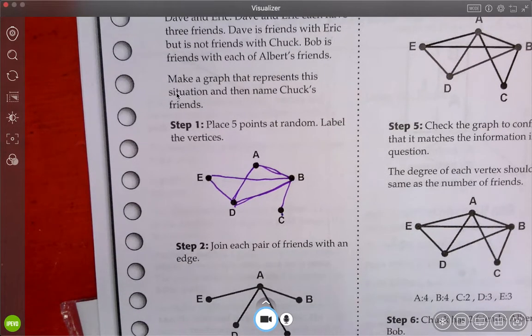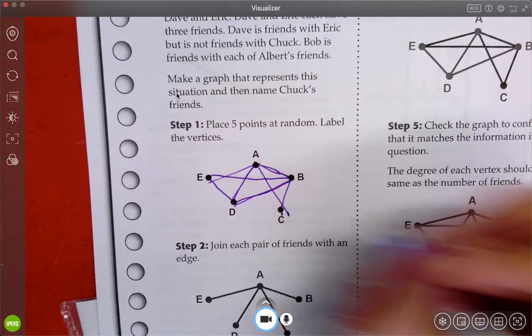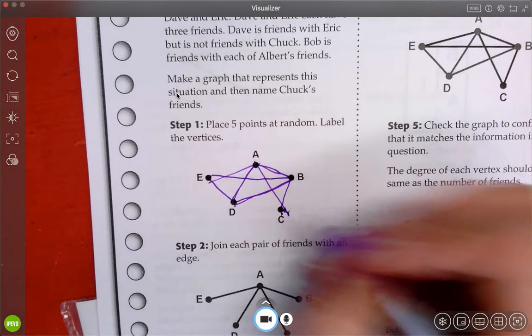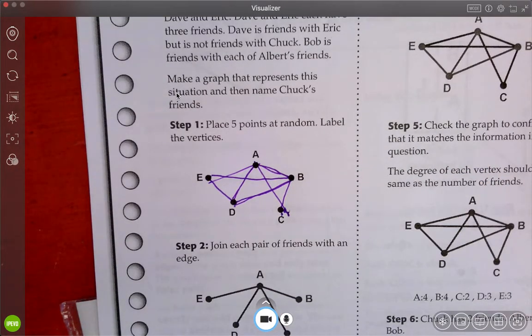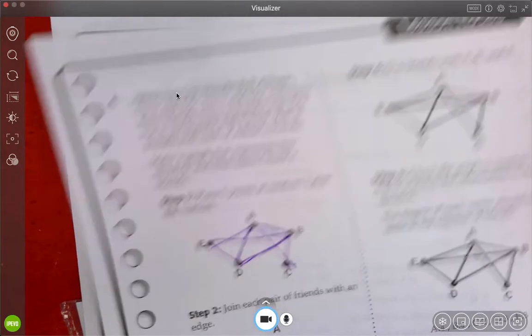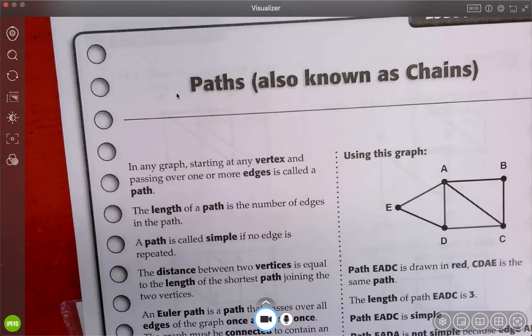Right? So Albert also has 4 friends. So I guess it's like that, because Dave and Chuck aren't friends. Yeah, that's how it is. That is stupid. I hate it. My questions will not be this intolerable. Hope not.